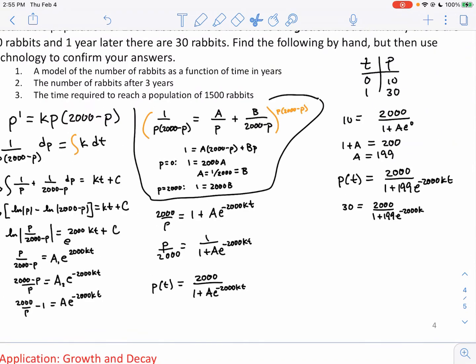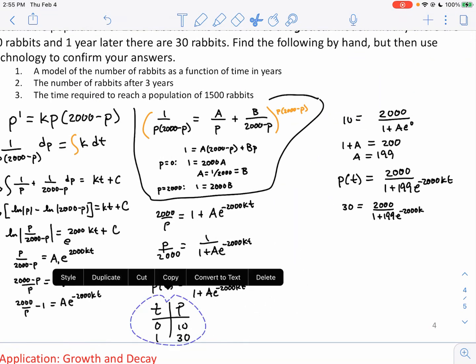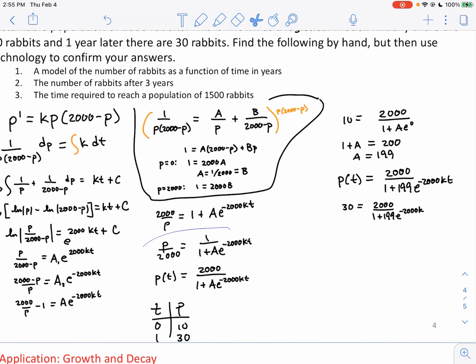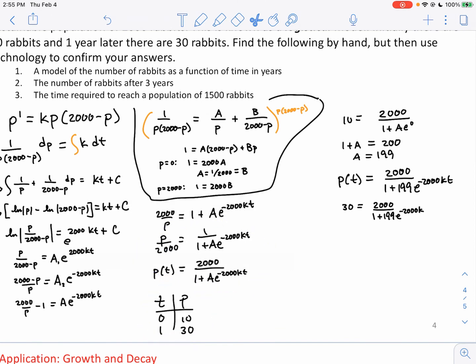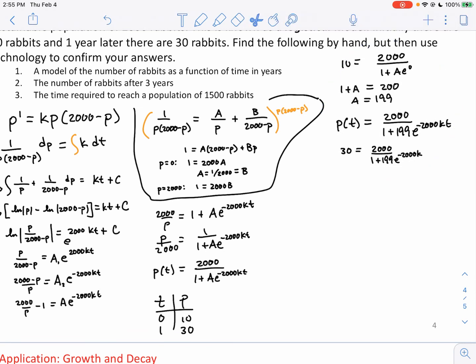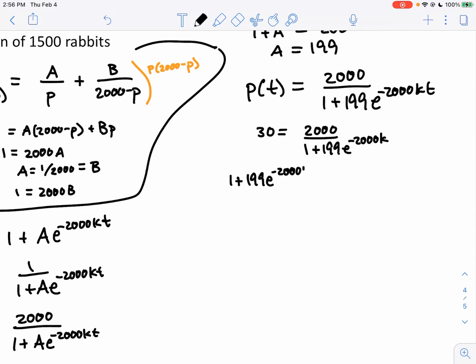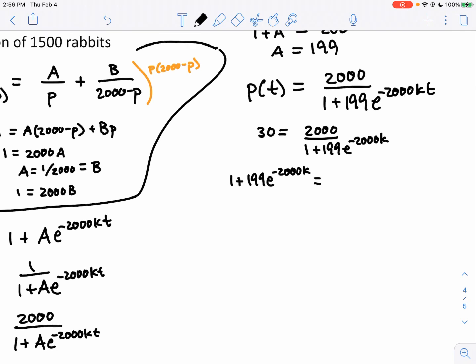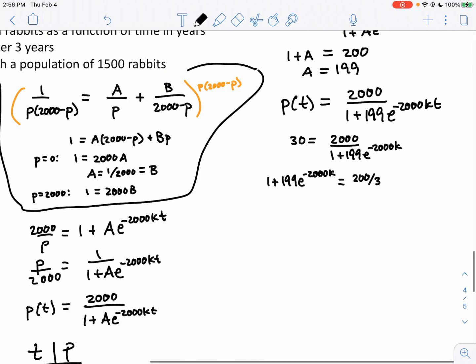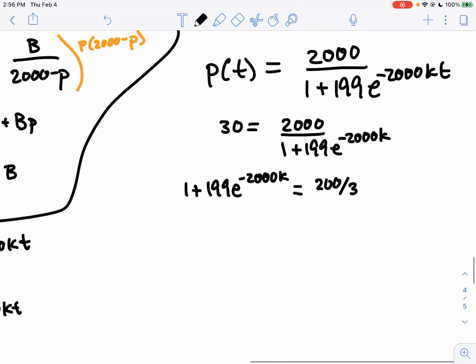And I want to slowly give myself a little bit extra space here. Let's move a few things around slightly. I might have to cram some things in here to make sure we have room for all of this. Move that up. Okay, I'm going to multiply this entire denominator right over to this side here, and at the same time divide this 30 to that side. So we have 1 plus 199 e to the negative 2000 k is equal to 2,000 over 30, so that's 200 thirds. I sort of wish I had said 40 here in our setup so that we would have a whole number here, but now we're going to subtract 1, divide by 199.